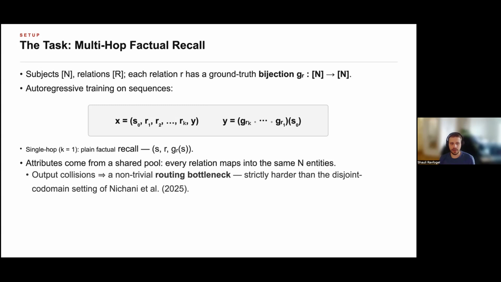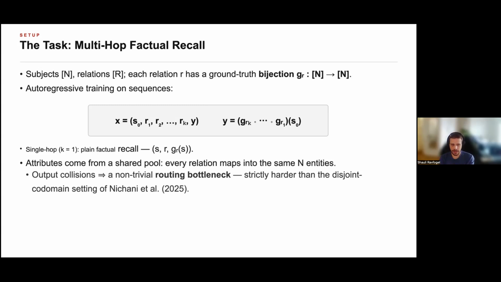And in general, the training sequence in autoregressive language modeling is going to be this vector X, which is some subject, followed by K relations that we have to compose, for example, the mother of the wife of someone. And the final answer Y is going to be the composition of this set of K relations.